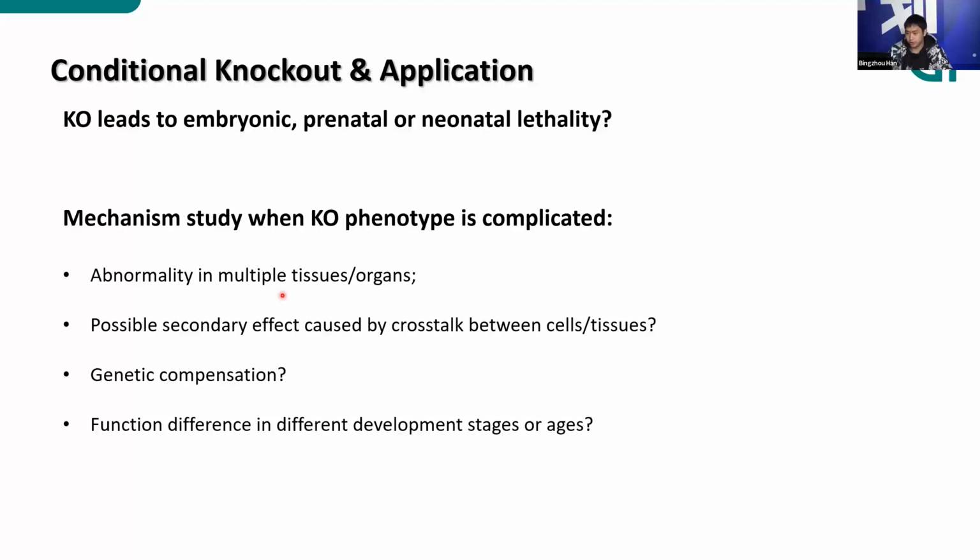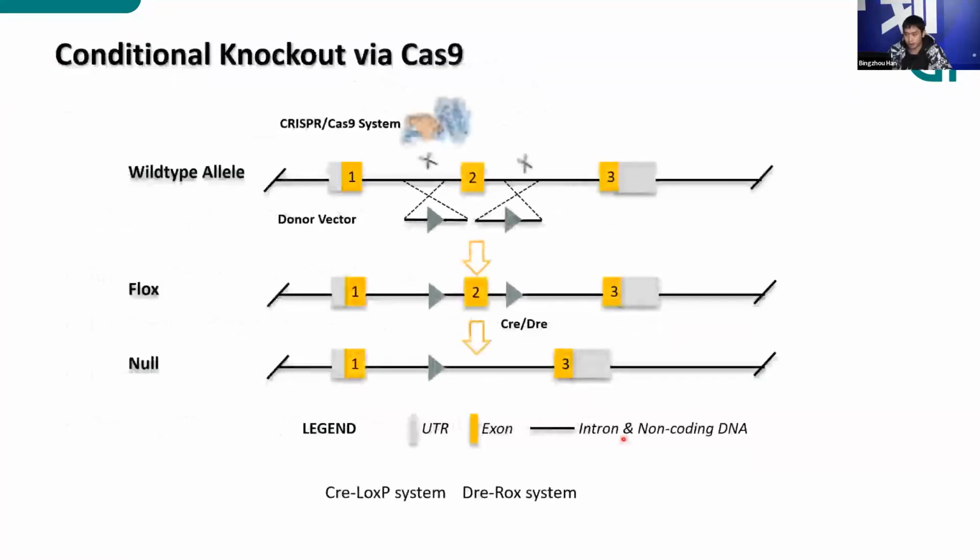abnormality in multiple tissues or organs, or if there's any possible secondary effect caused by crosstalk between different cells or tissues, or if there's any genetic compensation issue, or if the gene function will be different during different life processes, like when it is different during embryonic development and then the maintenance of adult life. When this case comes, conventional knockout cannot help us to solve these problems. So that's why we need to do conditional knockouts.